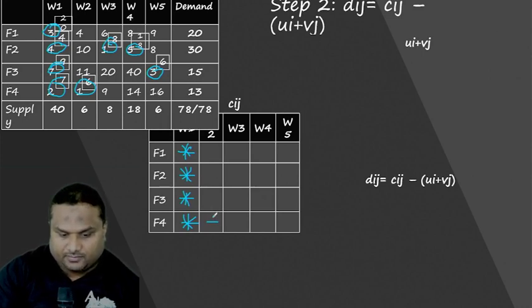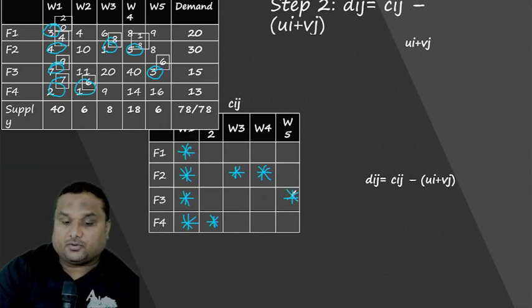Now this is having allocation. This is having allocation. Correct? Now, I think in the second row we are having allocation. I think the last allocation is F3W5. This is where we are having allocation. Wherever there is allocation, just put a star.